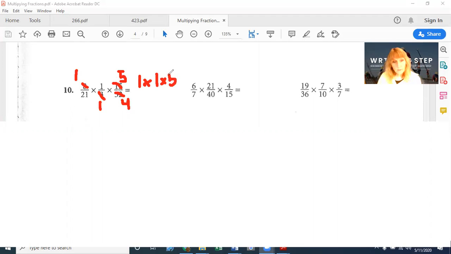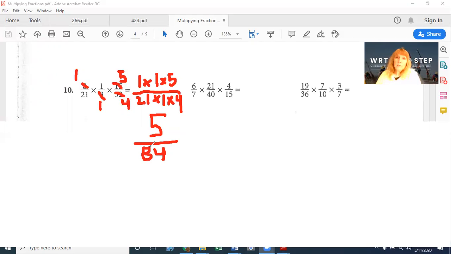And on the bottom, I'm left with 21 times 1, 21 times 1 times 4, right? So we got to do our multiplication. The answer then is 5 on top, 1 times 1 times 5. And on the bottom, 21 times 4, that's going to be 84. 20, 40, 60, 84. Yeah. And that's as low as we can go.